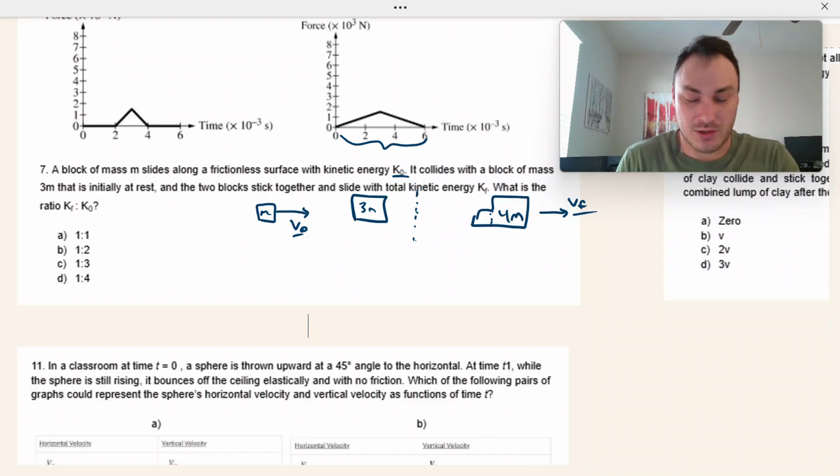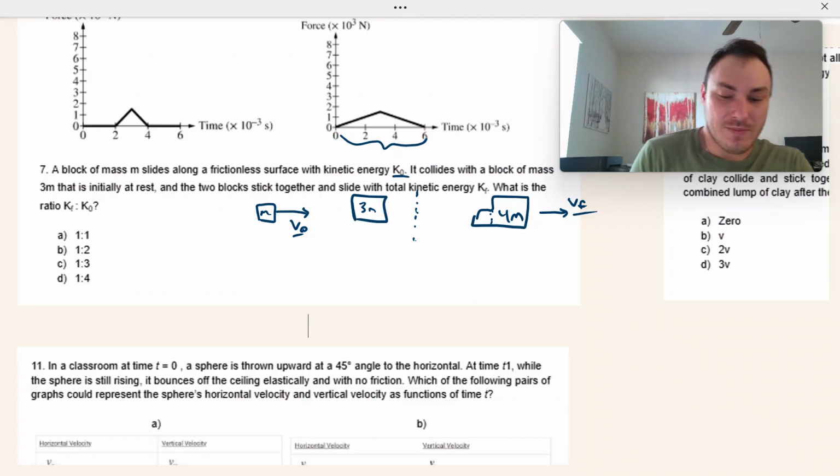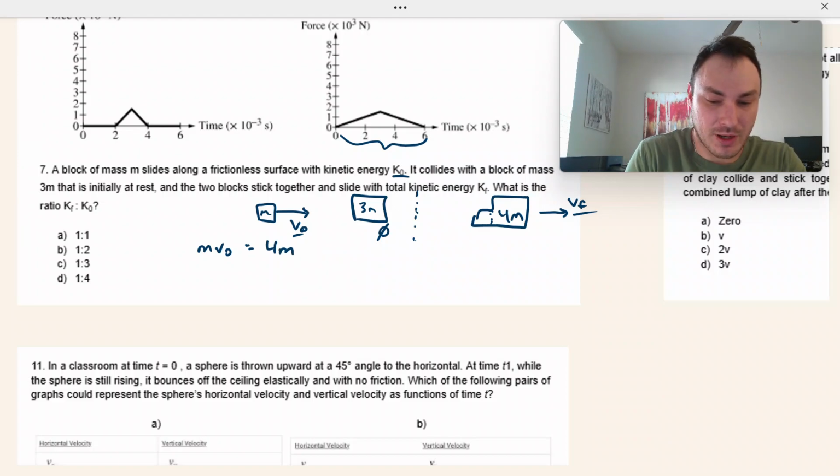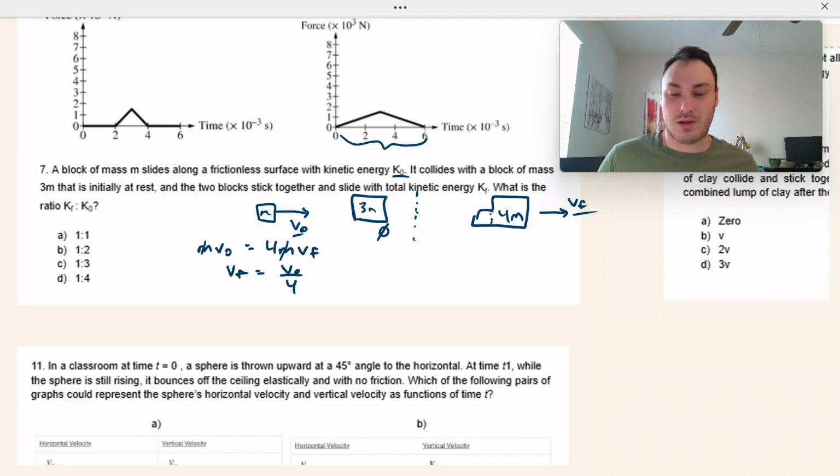Let's start with conservation of momentum. Initially, this block is not moving. It has a speed of 0, so the initial momentum is just m v naught. The final momentum, they're now together. We have a mass of 4m, v final. M's can cancel out. So v final equals v naught over 4. So the speed of the system went down by a factor of 4.